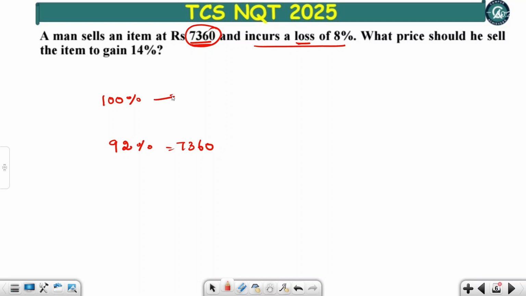See, for a 100 rupee product, that is 100%, he wants to sell it at 114 percent. So 92 percent is 7360, in the sense 114 percent is how much? Okay, so now if you cross multiply, x is equal to 7360 into 114 divided by 92.